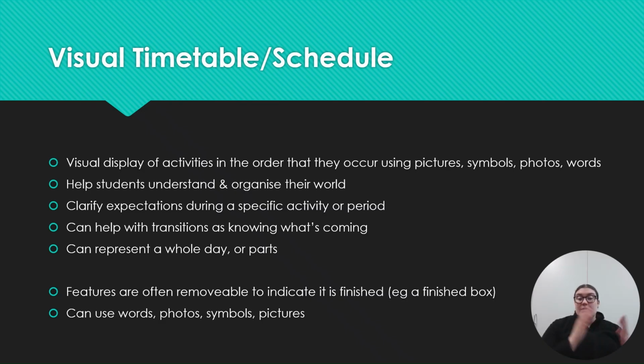It can represent a whole day or parts of a day. So again, considering whether a student can attend to a whole day, whether that's helpful or whether it's more beneficial to break it down to just the first half of the day, just the morning session, even within a lesson, say an English lesson, you might break it down into first we're doing reading, then we're doing some writing, then we're doing some phonics.